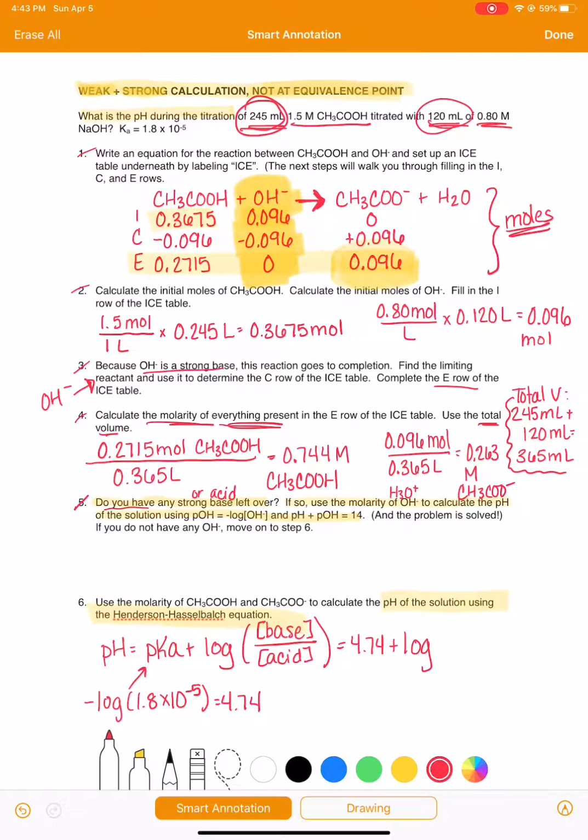And then the next thing that we have to do is figure out, of these two, which is the acid and which is the base. Remember, the acid has more hydrogen than the base. So CH3COOH is the acid because it has 4 hydrogens. Our base concentration is 0.263. Our acid concentration is 0.744. And see, I told you this is so much easier than the last type of problem that we solved. And so our pH is 4.2.